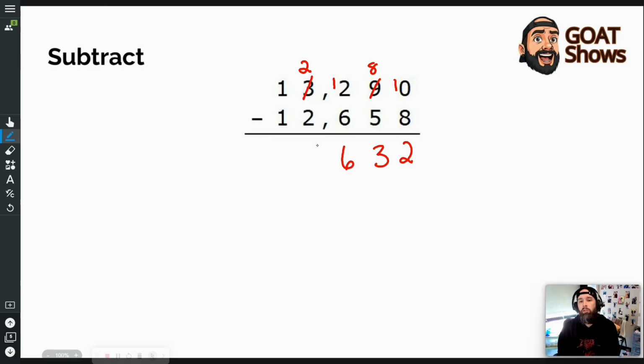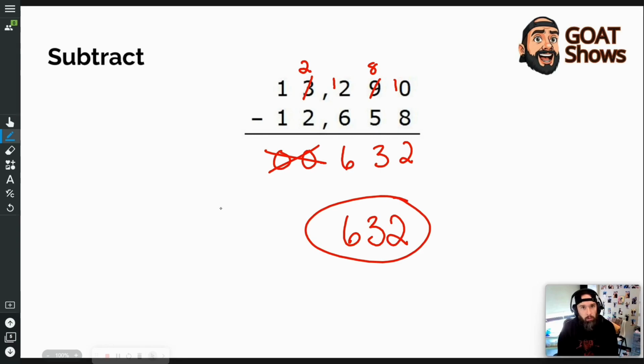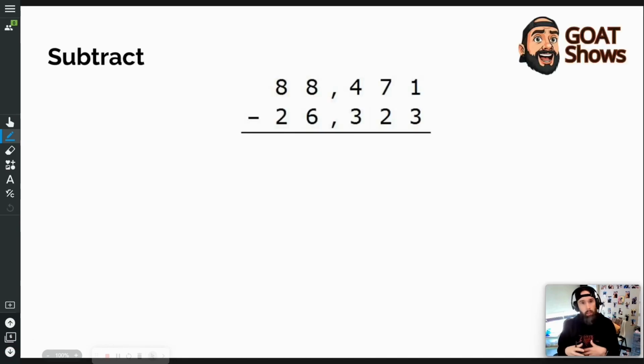2 minus 2 is 0. And 1 minus 1 is 0. So any leftover zeros to the left, I don't need them. We're just going to get rid of them. As long as they're all to the left, I don't need them. Now we're left with 632, and that is going to be my final answer for that one. Okay? Like I said, just the same as it always is, just more numbers to deal with.